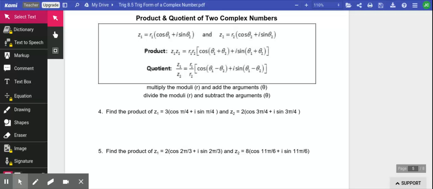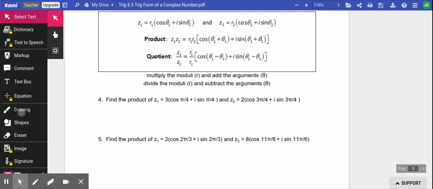Right, so to recap what we just talked about, if you want to multiply two complex numbers that are in trig form, you're going to multiply the r's and add the thetas. If you want to divide two complex numbers in trig form, you're going to divide the r's and subtract the thetas. Okay, and that's what this tells you down here. You're multiplying the moduli r and adding the arguments theta. I don't use those words because they're weird.